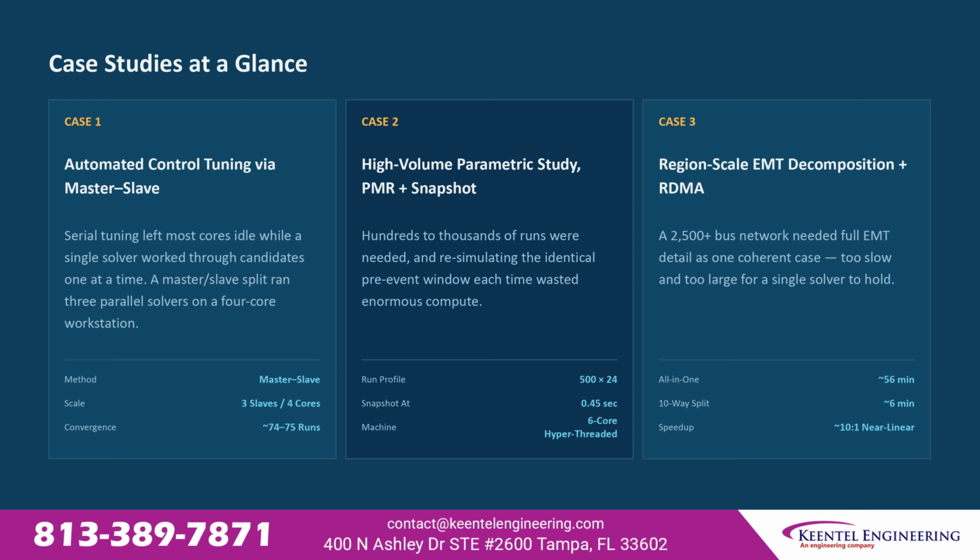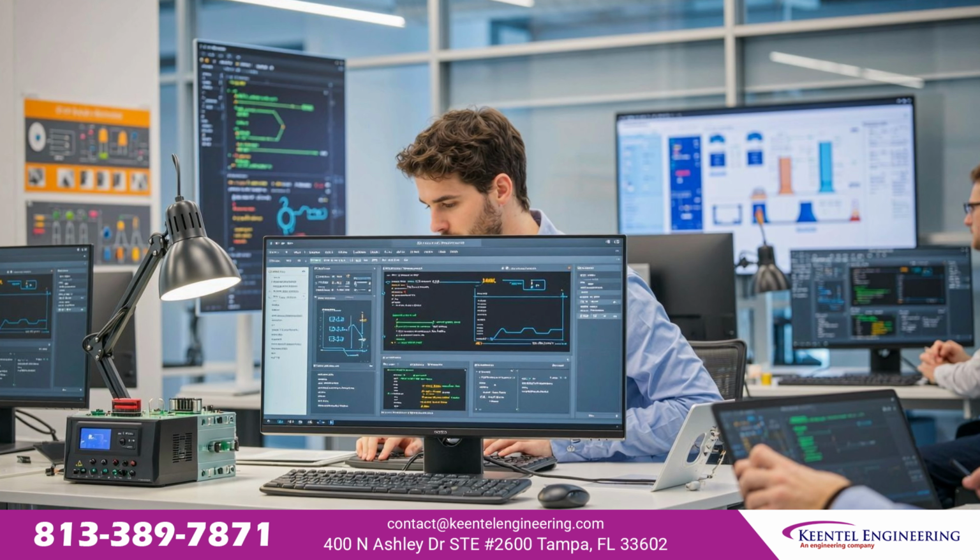The third is a region-scale EMT decomposition over RDMA. A 2,500-plus bus network needed full EMT fidelity as one coherent case. All-in-one runtime was approximately 56 minutes. A 10-way split over the high-performance fabric brought that to roughly 6 minutes. A 10-to-1 speedup, near linear with the number of splits.